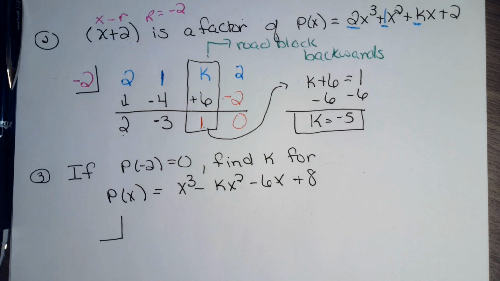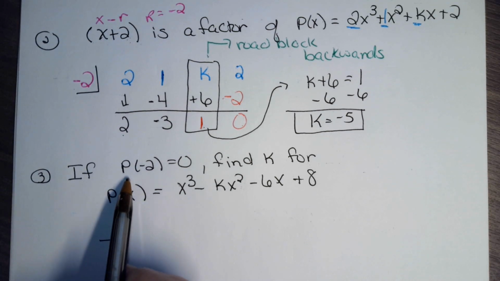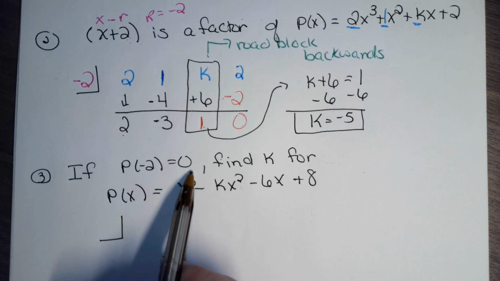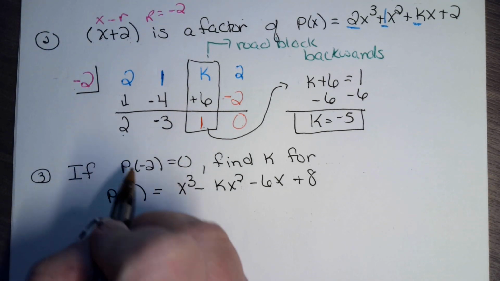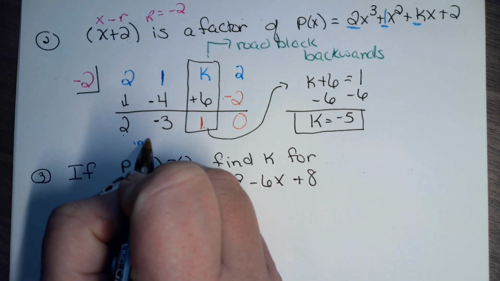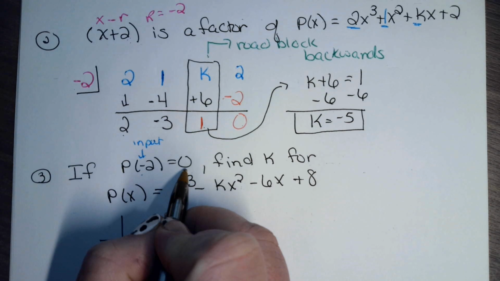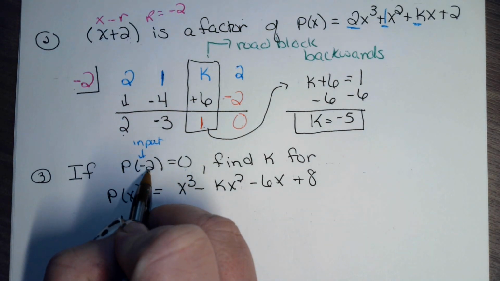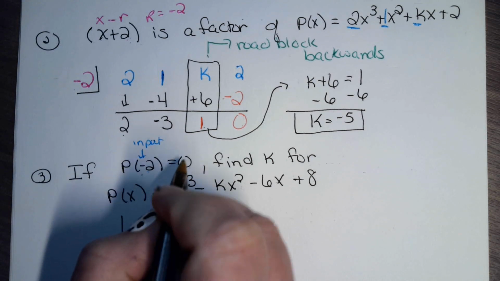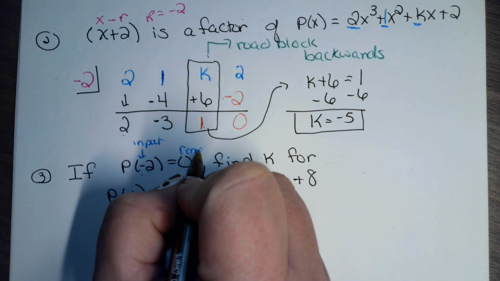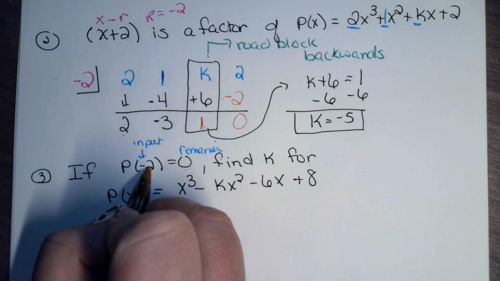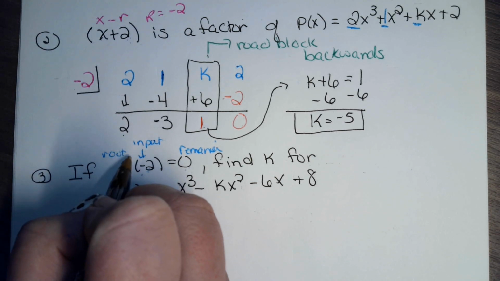Alright, now let's see what we got going on right here. Notice this right here, this is not in factor form. This is telling us that your input of negative 2 would give you an output of 0. So that must mean this is the root. Okay, so when you substitute in your root, you get a remainder of 0. So this is the remainder, and this is your root.